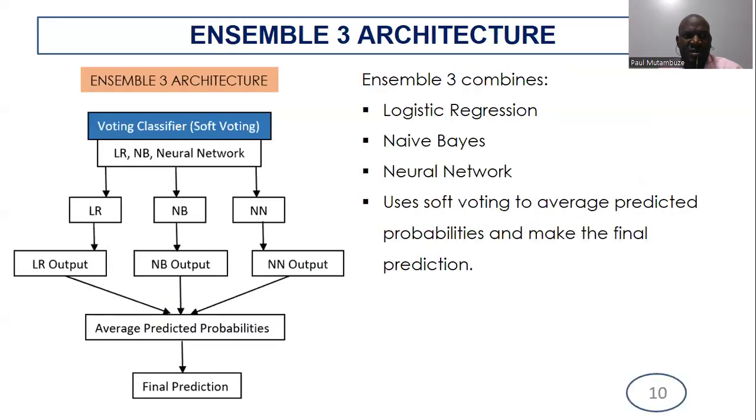Then the third ensemble was combining the logistic regression, which we know is good for linear classifications, and the naive Bayes, which is the probabilistic classifier. Then the neural network for capturing complex patterns, and we're still using the voting classifier to average the inputs from all the rest into a final output.